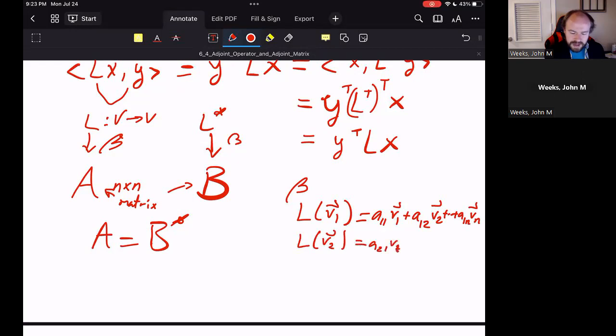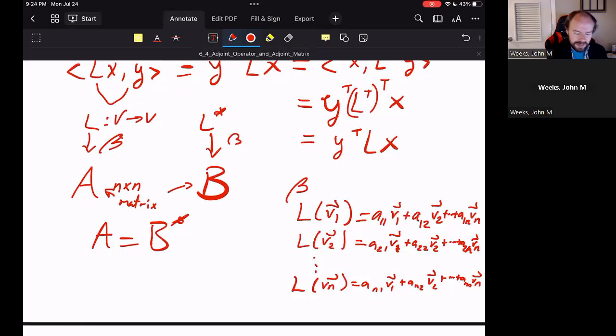Then we could do the same thing for L V2. This will give us another linear combination in terms of V1 through Vn. And then we could do this all the way down to L Vn to get AN1 V1 plus AN2 V2 plus dot, dot, dot, plus ANN Vn. And we've written this sort of combination of things before because we know that when you have this system of linear equations, then you can get the matrix of L by just looking at the coefficients of each of these things. So A, for example, will be written in terms of A11, A12, A21, and so on and so forth, all the way down to ANN.